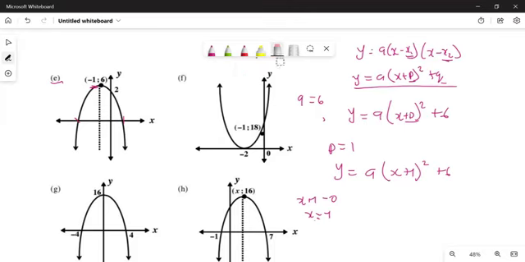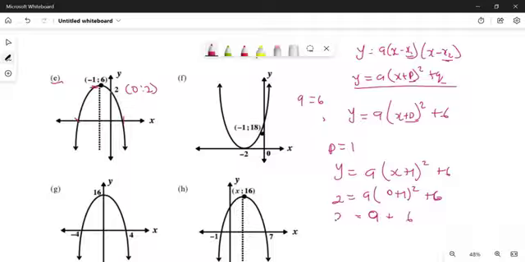Now, how do you get a? We are going to use the point that we didn't use yet. We've used -1, we've used 6. There's a point that we haven't used. Which point have we used? 2 is the y-intercept. So what are going to be the coordinates here? The coordinates are (0, 2). And then you're going to have 2 equal to a(0 + 1)² + 6, so we have a plus 6. It's equal to 2.